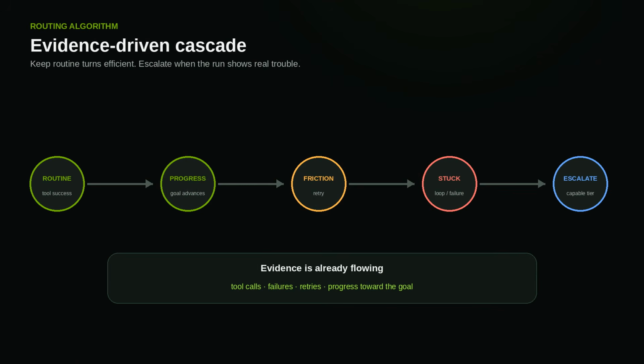Next, we have Cascade routing, and it gets its signals kind of for free. In an agent loop, evidence is already flowing. Tool calls succeeding or failing, retries, progress towards the goal. The Cascade reads that evidence and holds most turns on the efficient tier. It only escalates when the signals say the model is struggling. So this is like we're slamming tool calls over and over again. We're banging our head against the wall. Hey, go up to the next tier. This is something like Cascade routing.